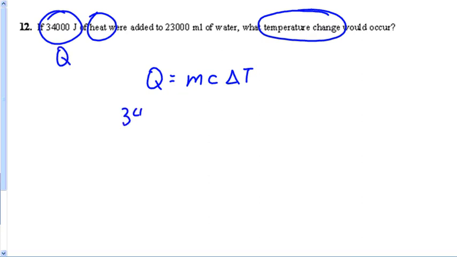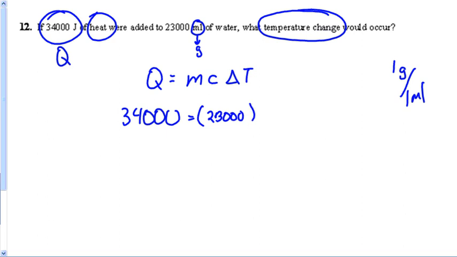So this would be 34,000 equals, what's mass? Well, this says milliliters of water. Water's density is 1 gram for every milliliter. So if you've got 23,000 milliliters of water, you've also got 23,000 grams of water. So I'm going to say mass is 23,000 times c for water.